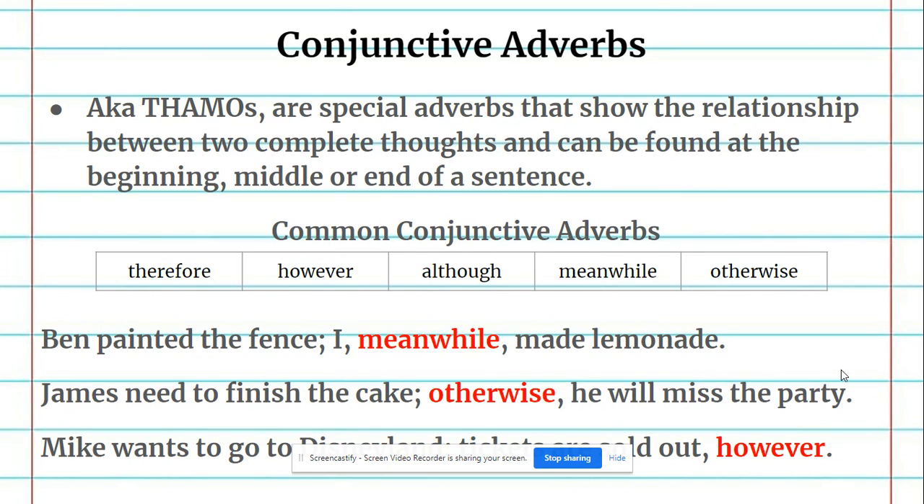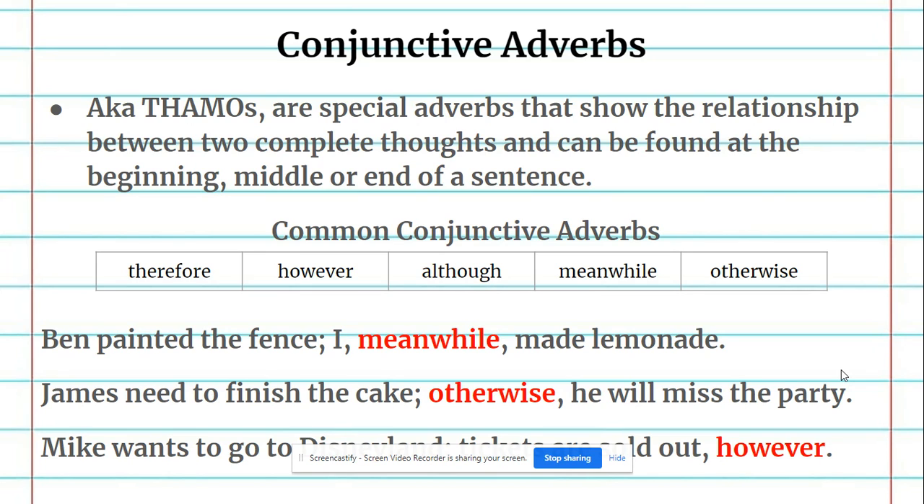Conjunctive adverbs. These should be familiar from last week when we looked at adverbs and adjectives. They are adverbs that show the relationship between two complete thoughts, and they can be found at the beginning, middle, or end of a sentence. THAMOS is the acronym that you should use to help you remember common conjunctive adverbs: therefore, however, although, meanwhile, and otherwise.